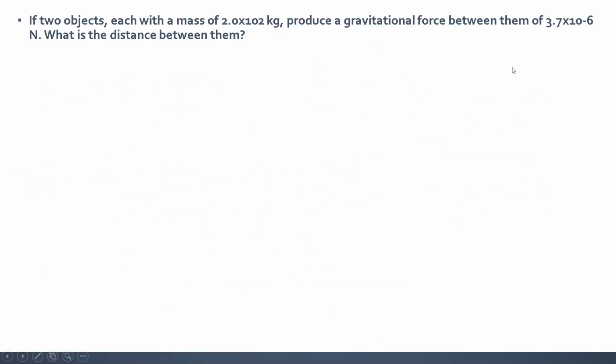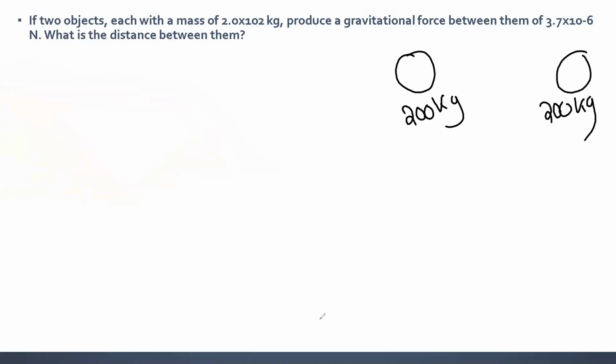Now, if two objects, each of mass 2 times 10 to the power 2 kilogram, produce a gravitational force between them of 3.7 times 10 to the power negative 6 Newton, what is the distance between them? So here, what did we have? We have two masses. The two masses are 2 times 10 to the power 2, it means 200 kilogram, and the second one, 200 kilogram.